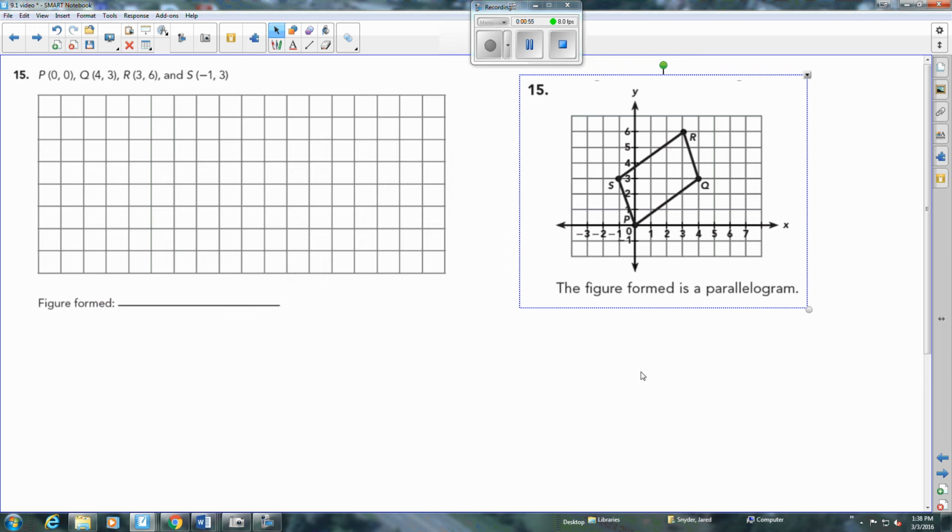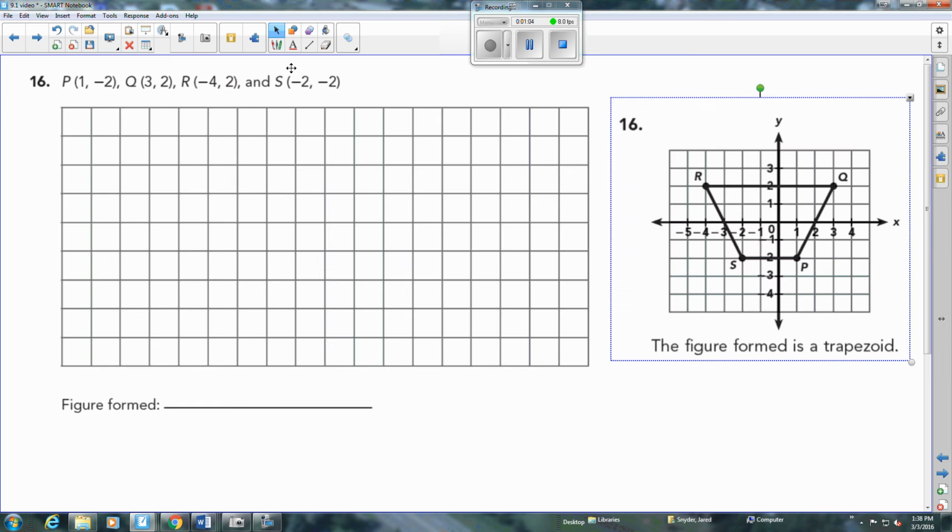Number 15, you should have come up with a parallelogram. We know that's a parallelogram because it has two sets of parallel sides. This one is a trapezoid because it has one set of parallel sides, if you did it correctly.